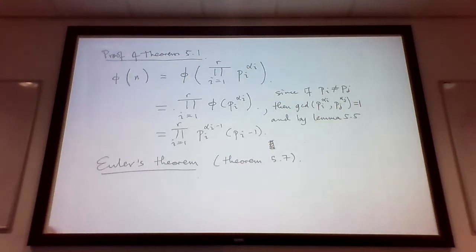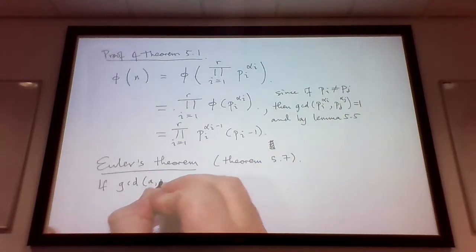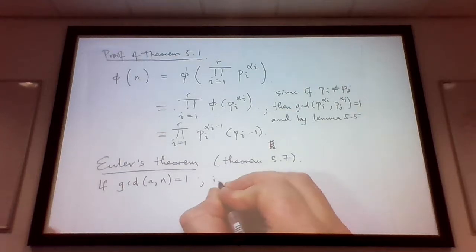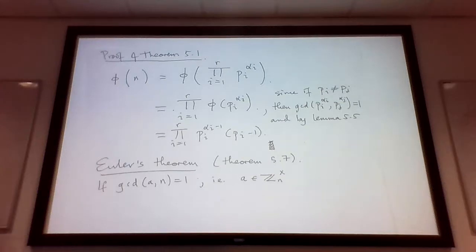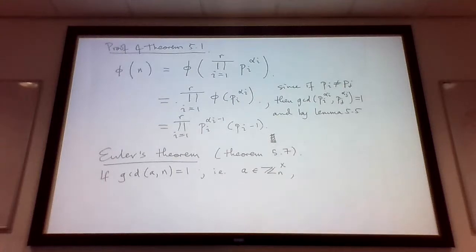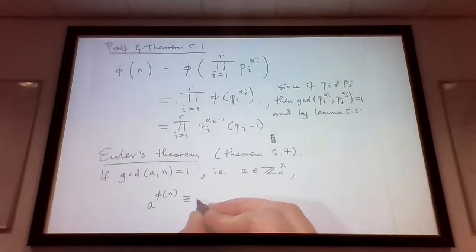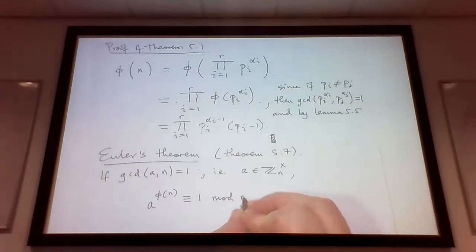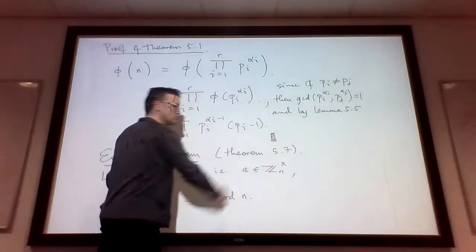Euler's theorem says if the GCD of A and N is 1, meaning A is an element of the multiplicative group of congruence classes modulo N, Z_N, which consists of all the congruence classes that are coprime to N, then if you take A and raise it to the power phi of N, what you get is congruent to 1 modulo N. It's equal to the identity in the group.